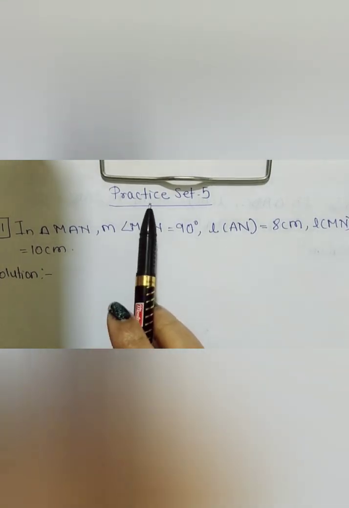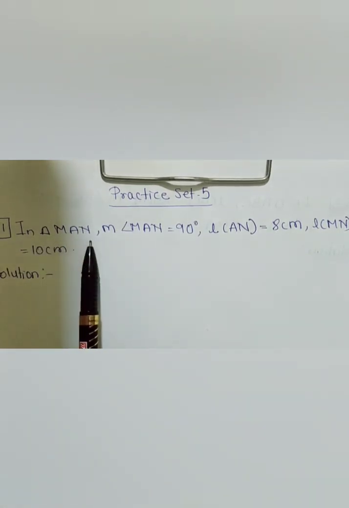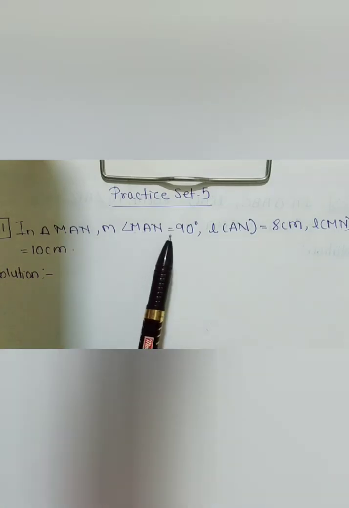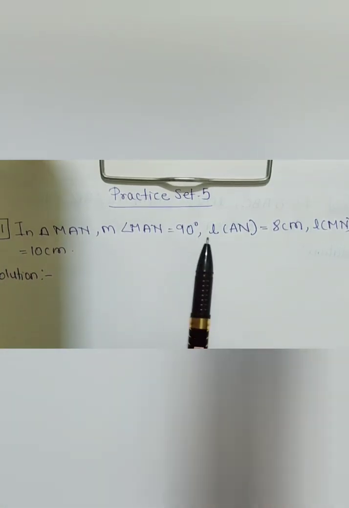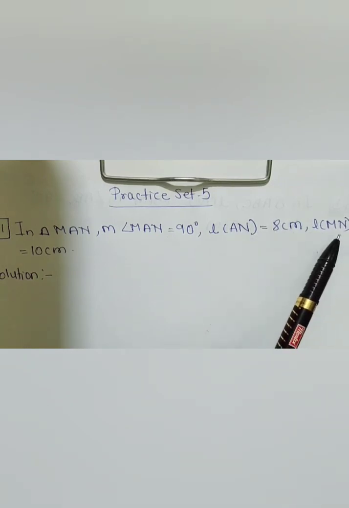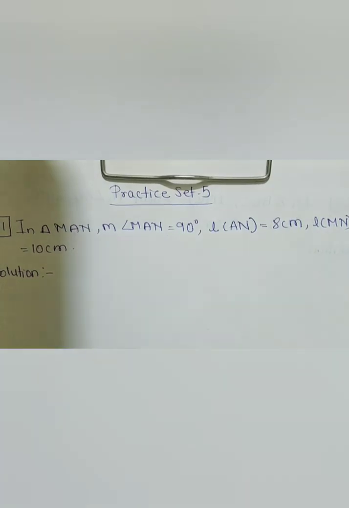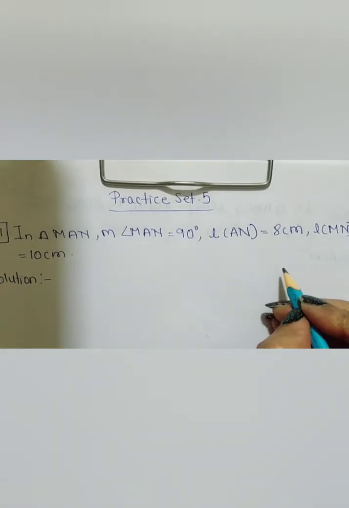We are going to proceed with practice set 5 of geometrical construction. Question number 1. In a triangle MAN, measure angle MAN is given 90 degree. Length AN is given 8 centimeter and length MN is 10 centimeter. Now, with the help of this given statement, we are going to draw first rough diagram.